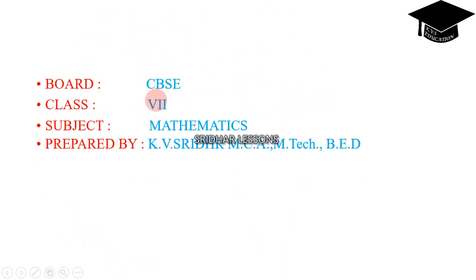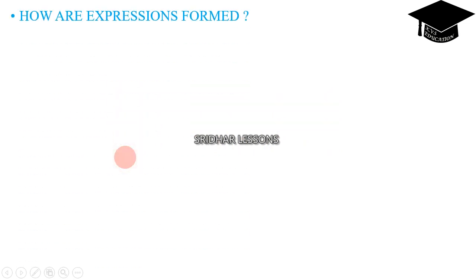For the board CBSE class 7 subject mathematics, prepared by myself, KV Sridhar. Title of the chapter is algebraic expressions. That is chapter number 12. Before going to the exercise, we are going to discuss the basics and concepts. How are expressions formed?